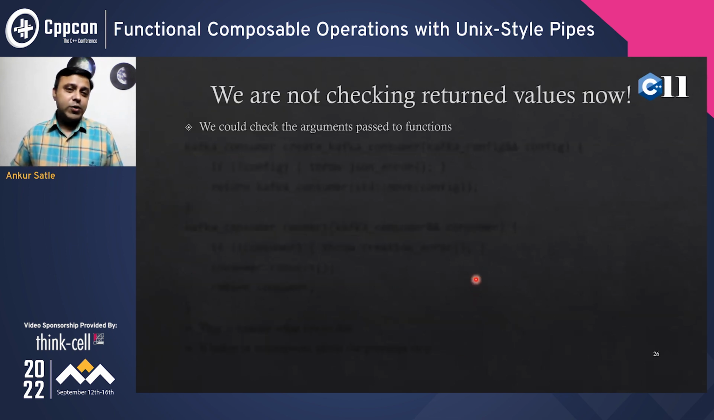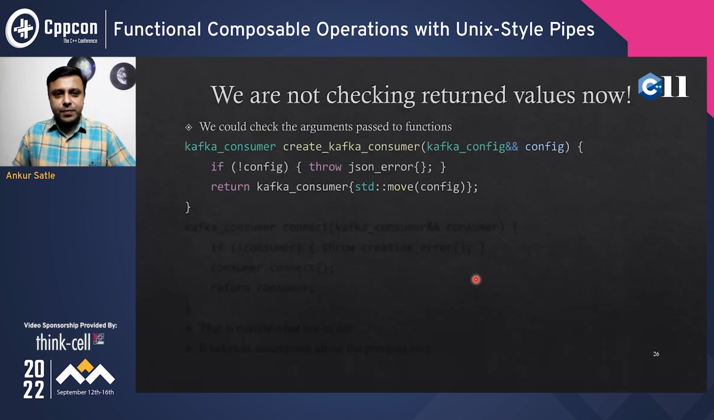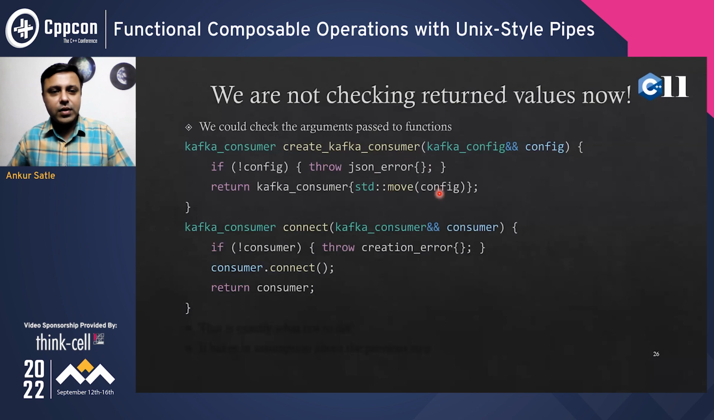All right. So if you noticed, we are not checking the return types now. We don't know that the environment failed or parsing failed or the file was not found. Let's see. So when create Kafka, which is the 4th function which gets the Kafka config, gets the object, it could check that the object is there and raise the JSON error exception. Or else it would just instantiate the Kafka consumer. Similarly, the next function, connect, takes a consumer. If the consumer is not there, you know that the creation has failed and you can throw a creation error. And if not, you can do a connect.